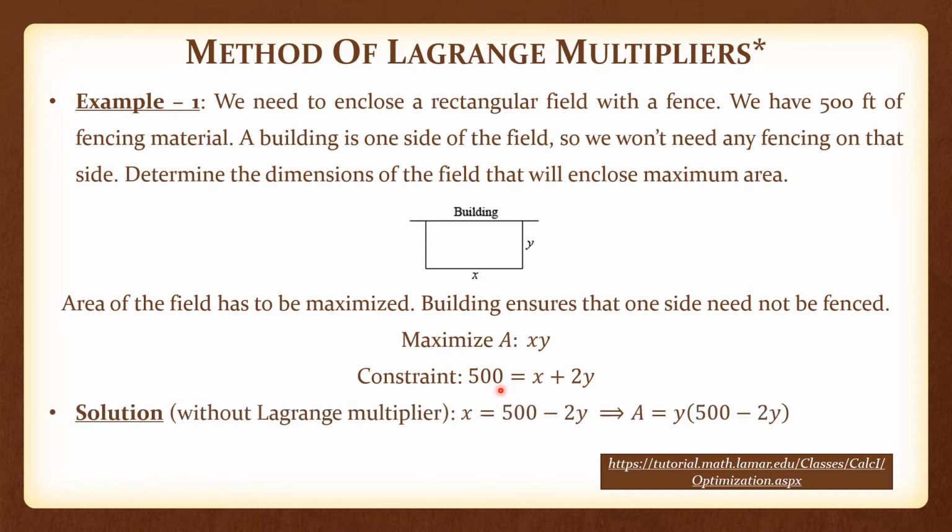We can solve this without a Lagrange multiplier. I simply eliminate one of the variables. Eliminate x: x is 500 minus 2y. So the area is y times (500 minus 2y). We set dA/dy equal to 0 and solve for y. y turns out to be 125 feet. So 2 times 125 is 250, plus another 250 is 500. So x is 250 feet. Very simple. Why do we need a Lagrange multiplier? Of course, in more complex problems with more variables, you will need a Lagrange multiplier. But how this problem can be solved is fairly straightforward.